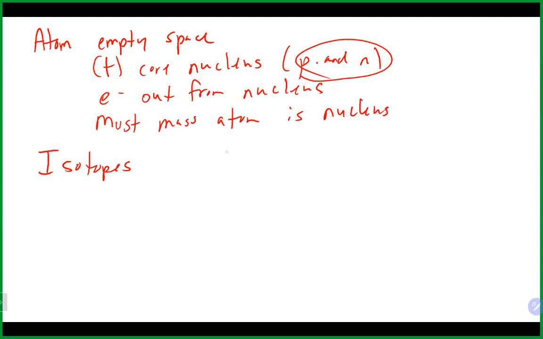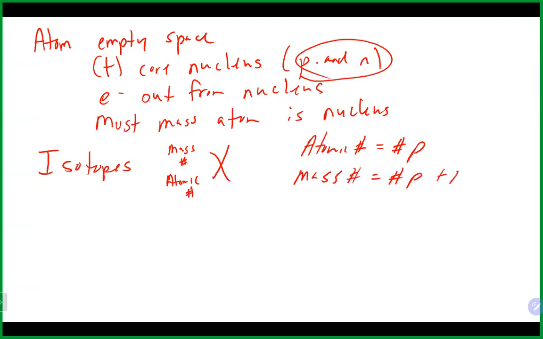We do write the symbols for the atoms or the elements, and typically at the top we write our mass number, and at the bottom left we write our atomic number. Remember that our atomic number is the number of protons. Our mass number is the number of protons plus the number of neutrons. So if we subtract the atomic number from the mass number, that will get you your number of neutrons.